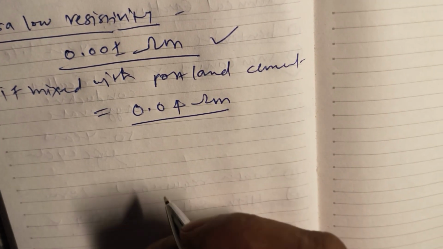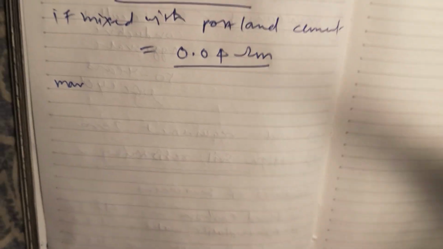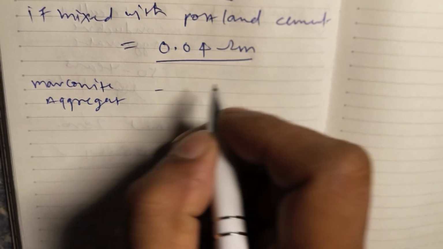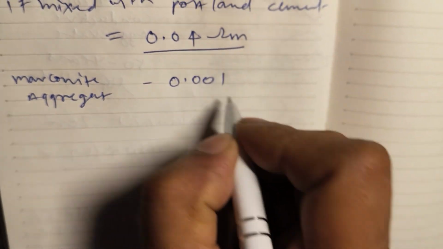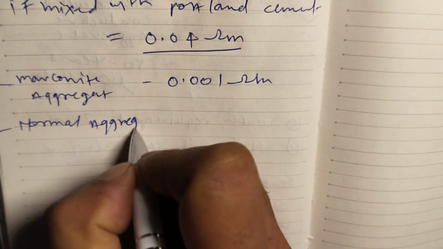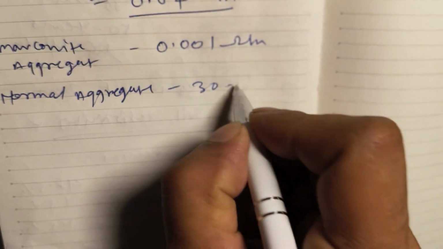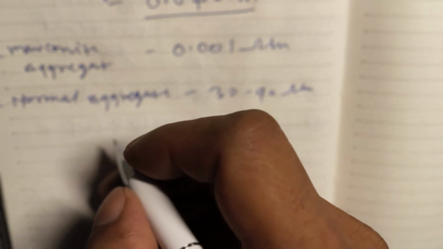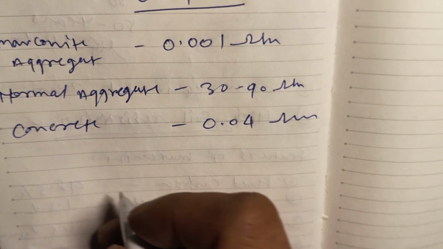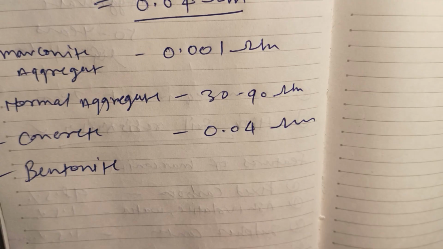Marconite aggregate has a resistivity of 0.001 ohm meter, while normal aggregate has 30 to 90 ohm meter. Marconite conducting concrete, when mixed with concrete, has 0.04 ohm meter. And bentonite has 3 ohm meter.